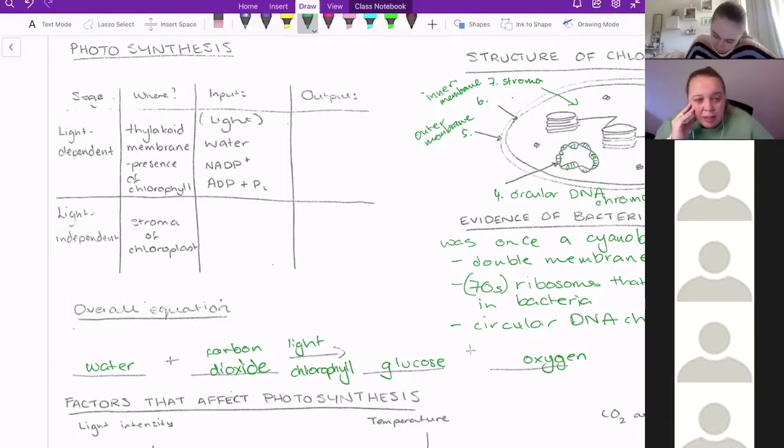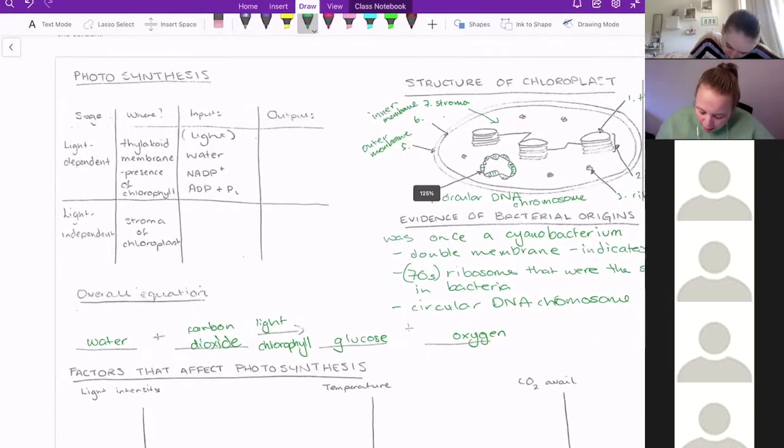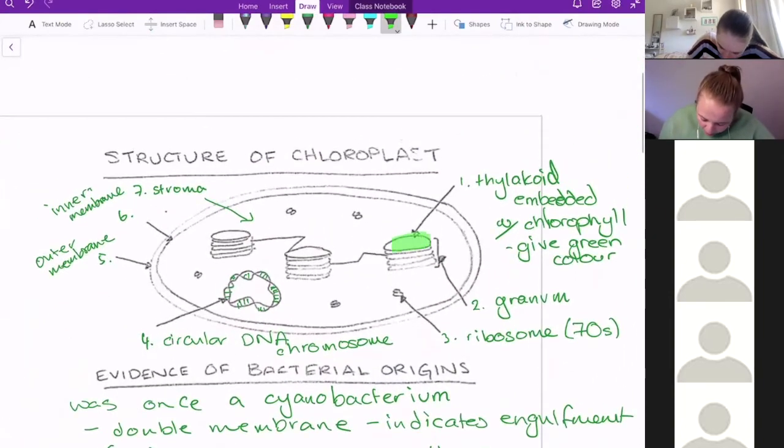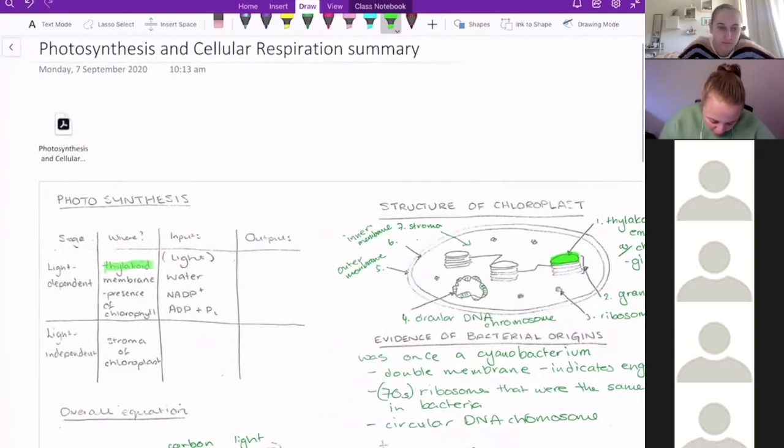So the light dependent stage is going to happen in that thylakoid membrane. So over here, this is where it's going to happen, on that thylakoid membrane. It's nice and I managed to paint it green. How good am I? Why is it happening in the thylakoid membrane? Because that's where all the chlorophyll is. We know that we need chlorophyll and it's light dependent, so this is also where the light goes in.